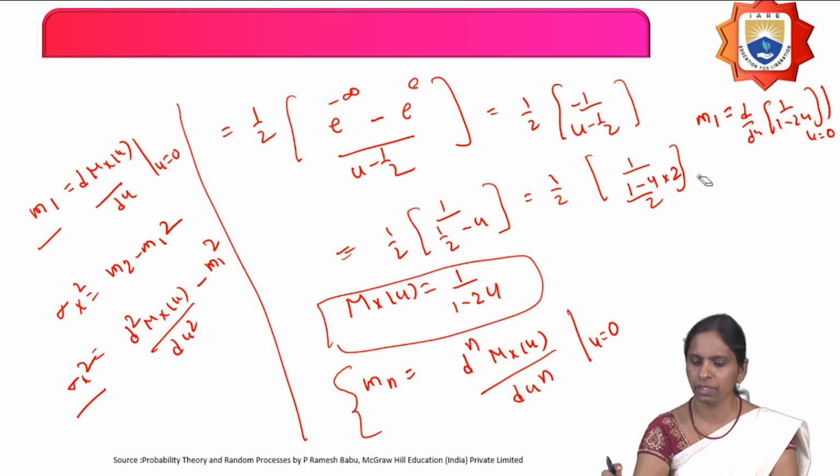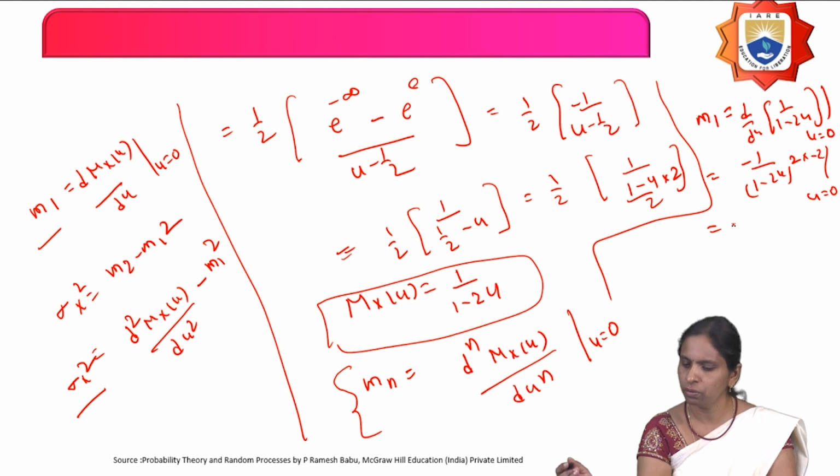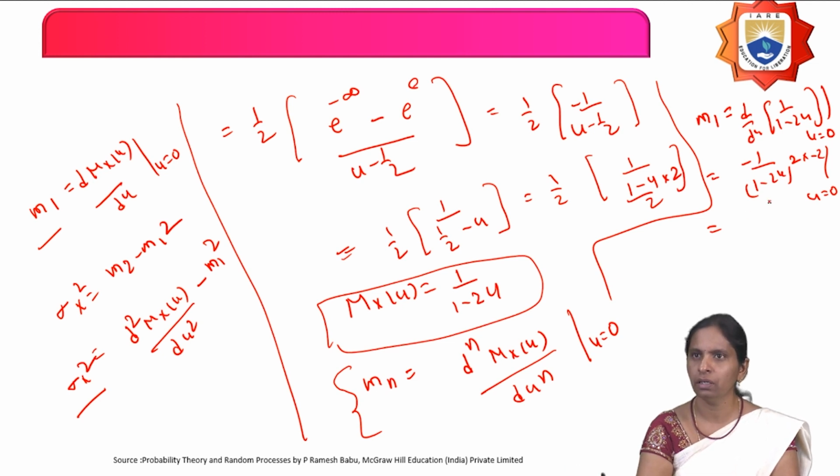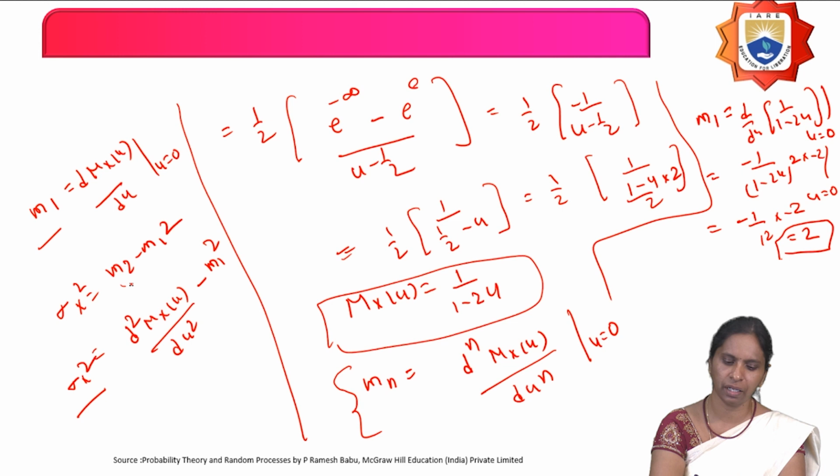So then what can you obtain here? Differentiate one time. Then you obtain minus 1 by (1 minus 2u) whole square into minus 2, at u equals 0. Now you substitute u equals 0. Then you obtain minus 1 by 1 square into minus 2, that equals 2. So like that you calculate the mean, and similarly you can calculate M2.